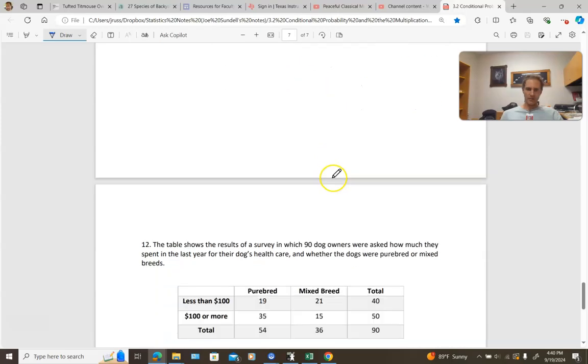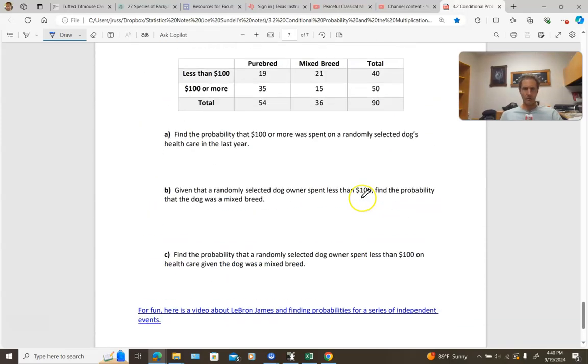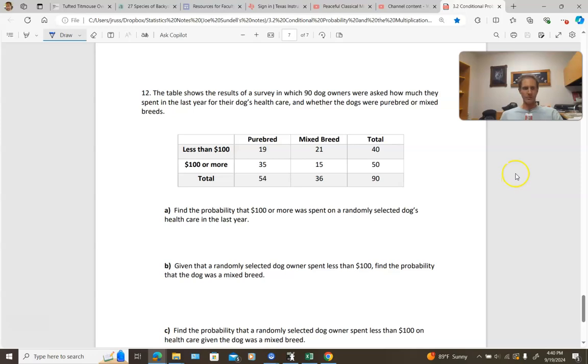All right. Well, I think we've got one more here. We're going to be using this table for this one. It's similar to one we saw previously.